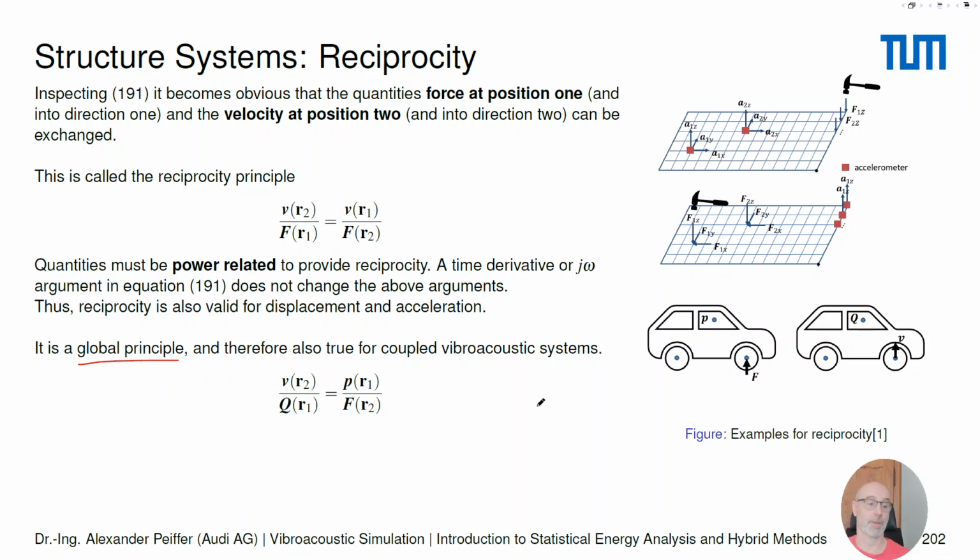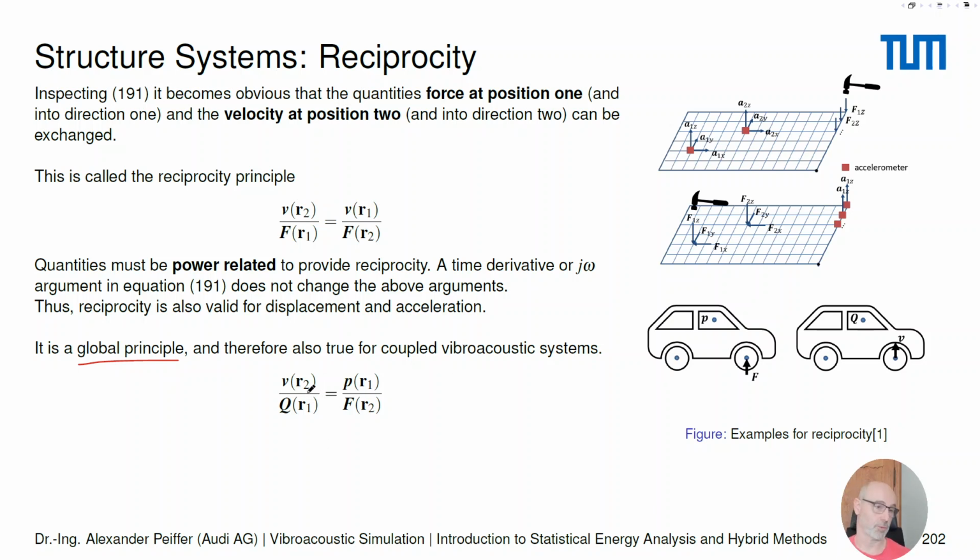It could also be the same, and this is very often used in experimental techniques. One experiment would be to excite, for instance, the front axle by a force and measure the pressure. That would give the same result as if you applied a volume source here in the car and measured the velocity at the axle. If you are just interested in one response and would like to measure all the different responses, it's much easier to take one volume source and measure all the accelerations, instead of applying forces everywhere on the different axles.